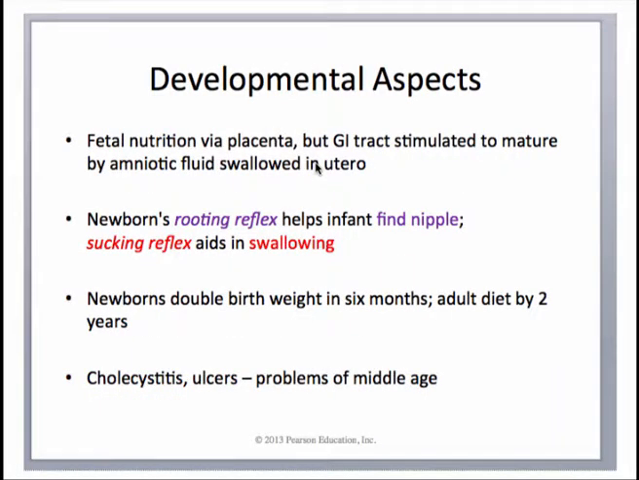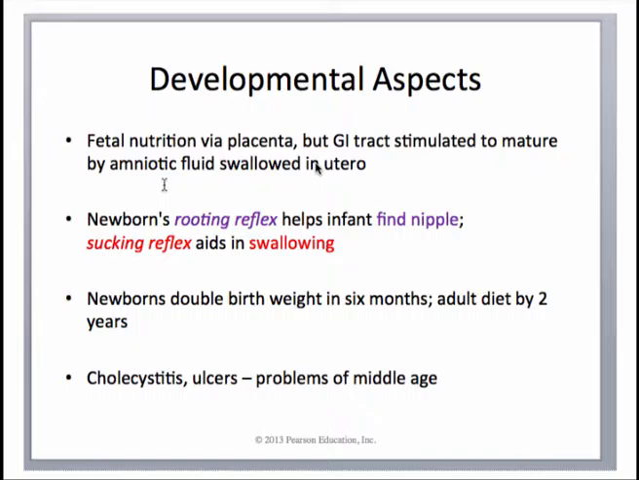So lastly, here are some developmental aspects of the digestive system. So the placenta is what is delivering nutrition to a growing fetus, but the gastrointestinal tract can be stimulated to mature by any amniotic fluid that might be swallowed in utero. And then newborns are going to have a rooting reflex, which helps the infant to find the nipple, and then a sucking reflex to actually swallow. And newborns grow rather quickly, and they can actually double their birth weight in about 6 months, and usually are on some type of adult diet by about 2 years of age.